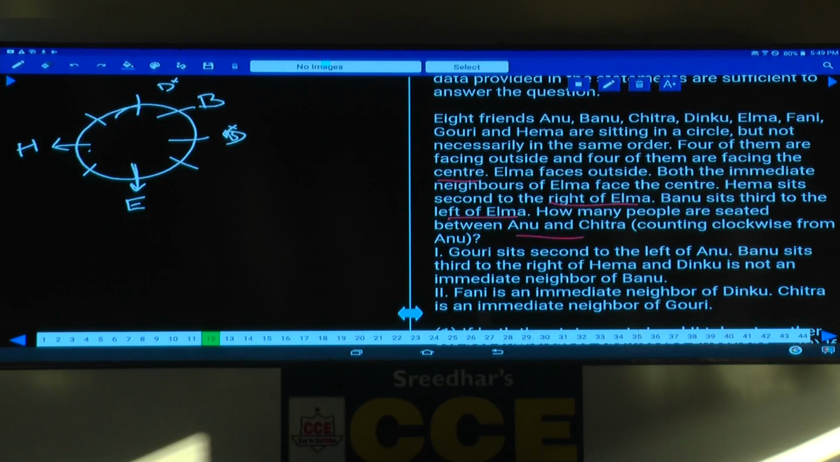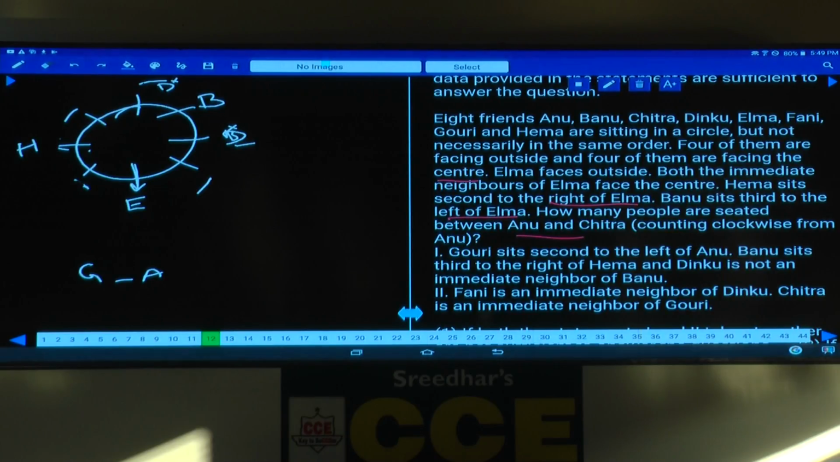G sits second to the left of A, and B sits third to the right of H, and D is not an immediate neighbor of B. Hence, any positions here. Now, this G and A can be in these two places, or G and A can be in these two places, or in these two places. How many possibilities do we have? More than one possibility, hence statement 1 alone is not sufficient. Then coming to the next one.